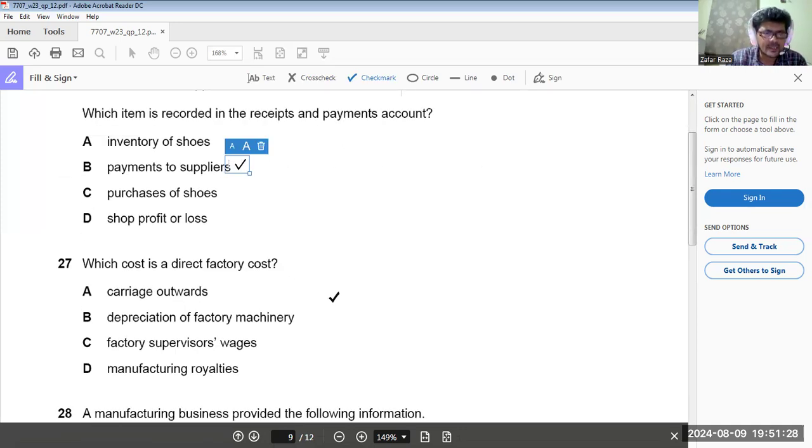Which causes a direct factory cost? Carriage outwards, no. Depreciation, no. Factory supervisor wages, no. Manufacturing royalties. D option should be the answer.